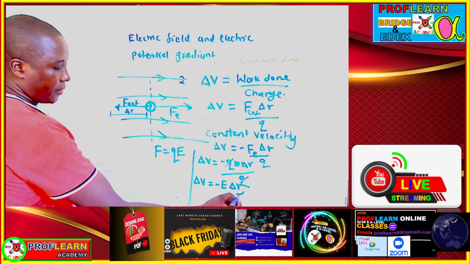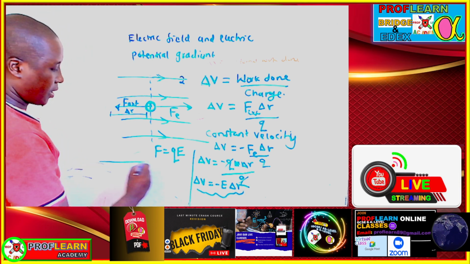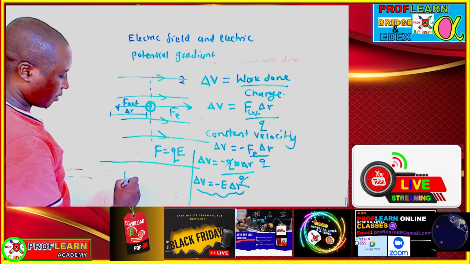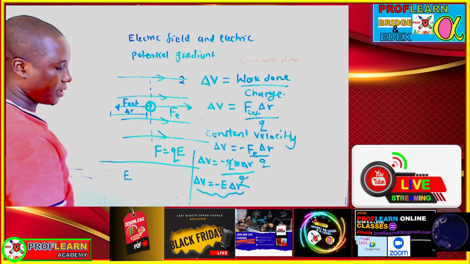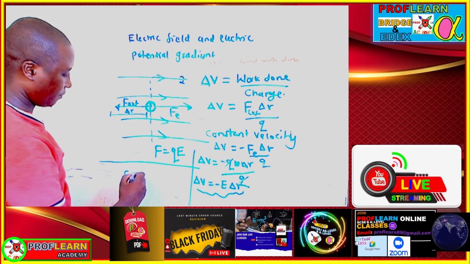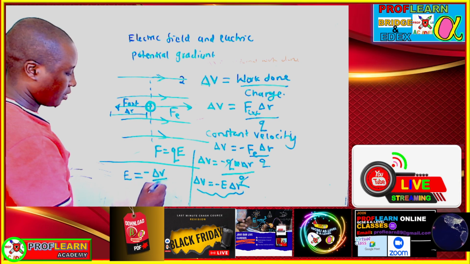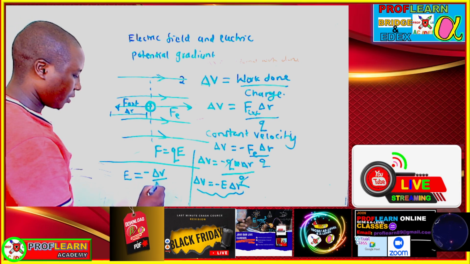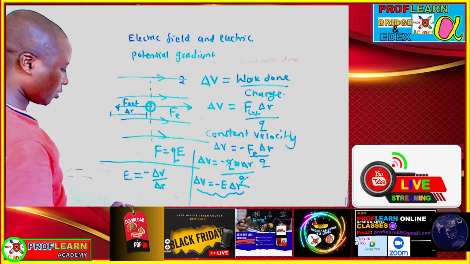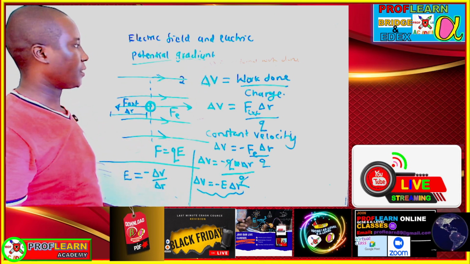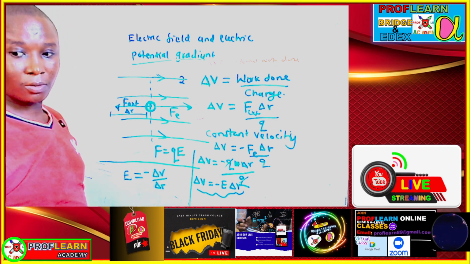Then this equation that we have here can be written as, making the electric field the subject of the formula, electric field is equal to negative of change in V over change in r. So that is now the relationship between the electric field and the potential gradient.